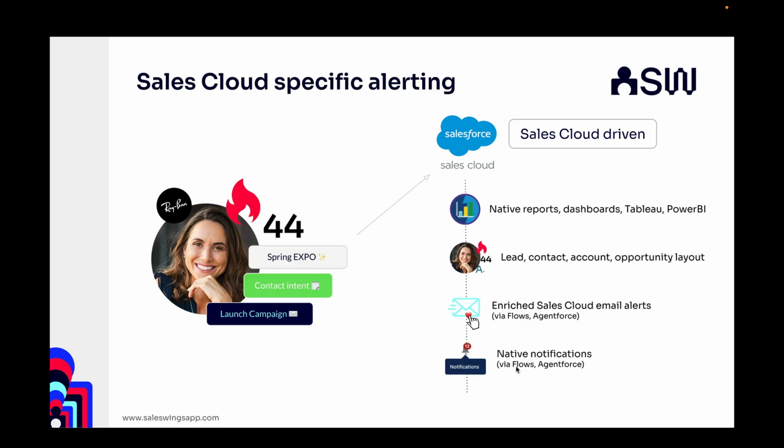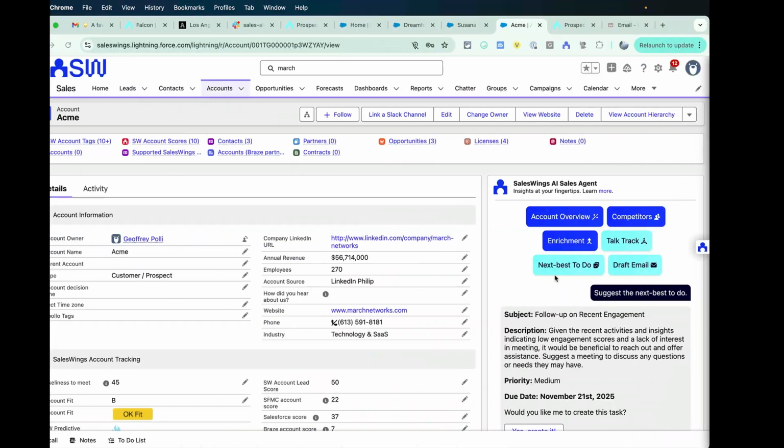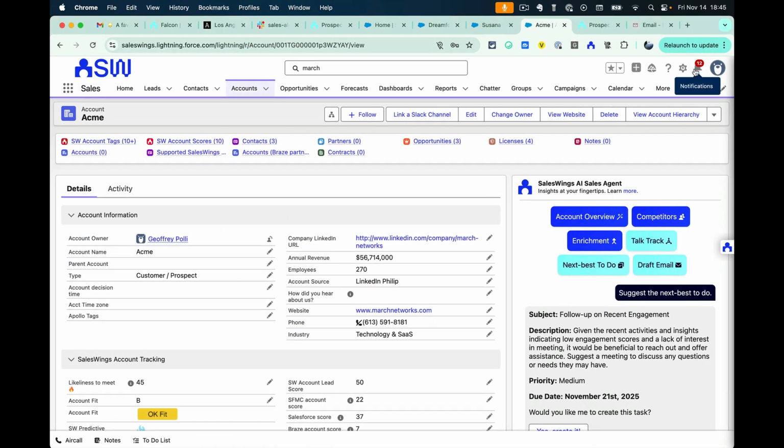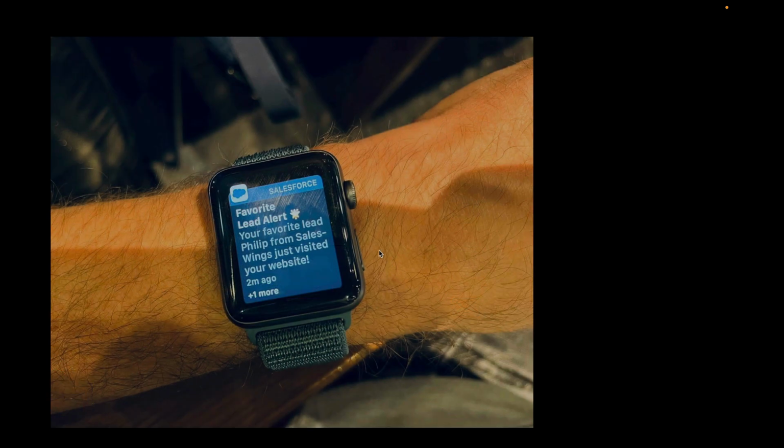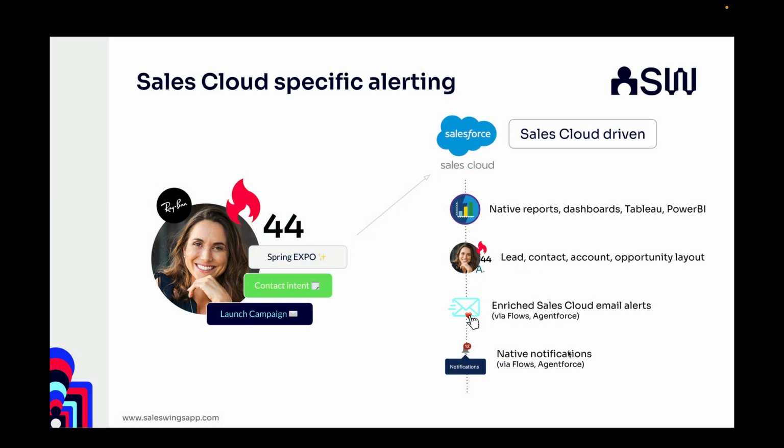Also, through a flow, you could set up native notifications. So we have this notification system here in Salesforce. With a flow, you'd be able to create such notifications. You can talk to our team, or your Salesforce admin can help you with that. But that's also interesting, as you can see here on my Apple Watch. If you have the native Salesforce app for Apple Watch or iPhone, but also for Android, your sales team will get these alerts, these native Salesforce notifications straight to their mobile phone and Apple Watch.